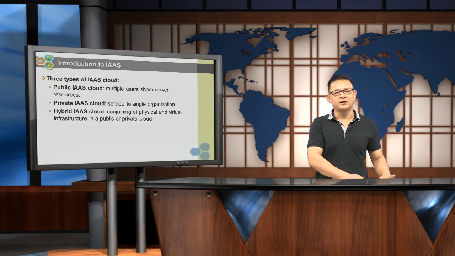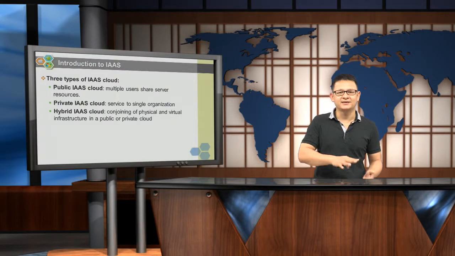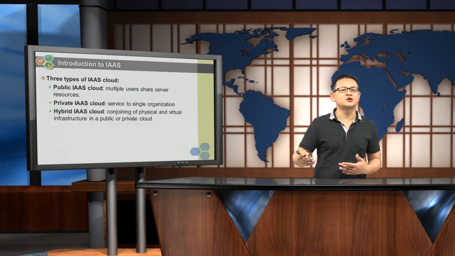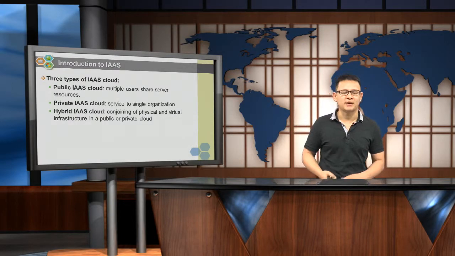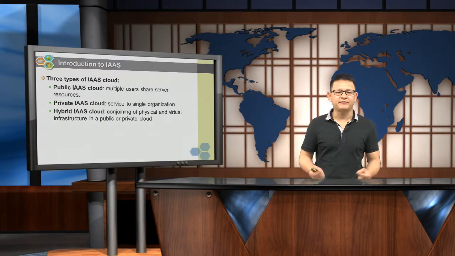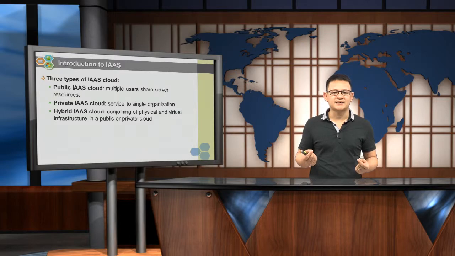Like, okay, with the first version you don't have many users, so you pay less. And then when the number of users increases, you need more resources and you pay more. But it's very, very logical. The second type is the private IaaS cloud.